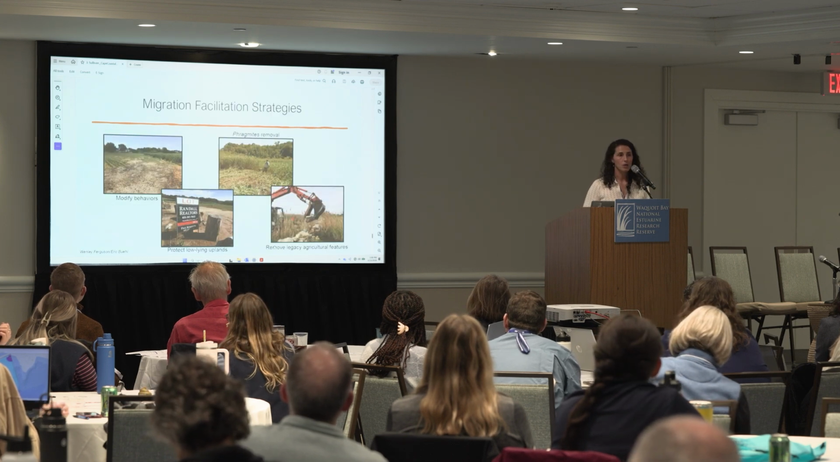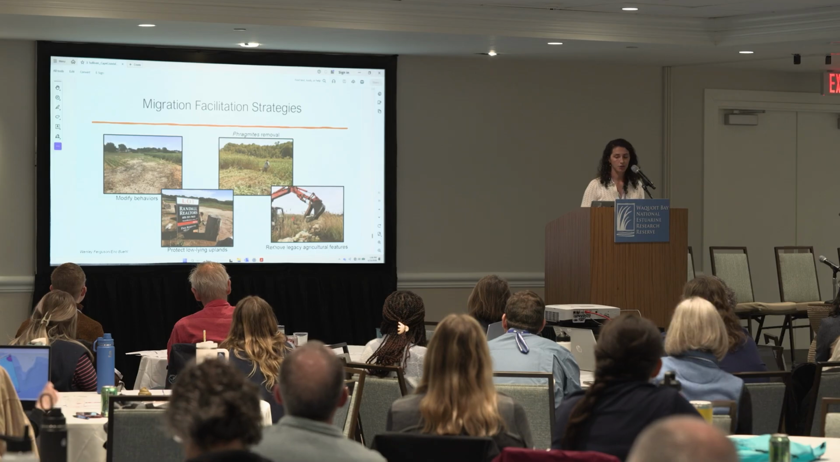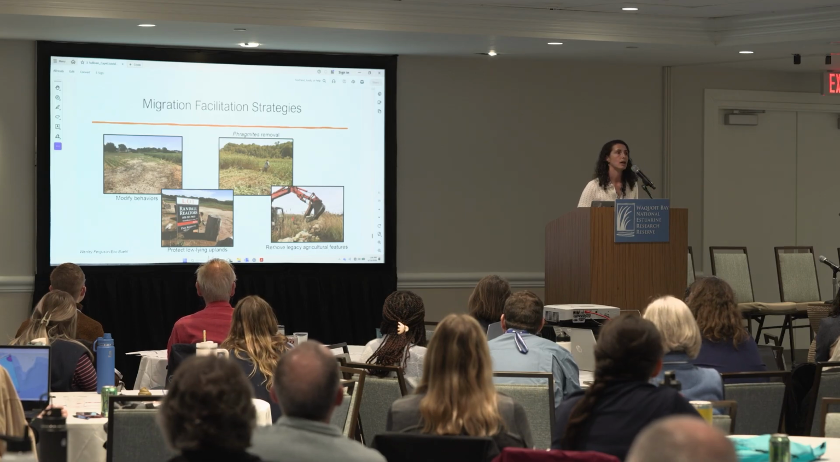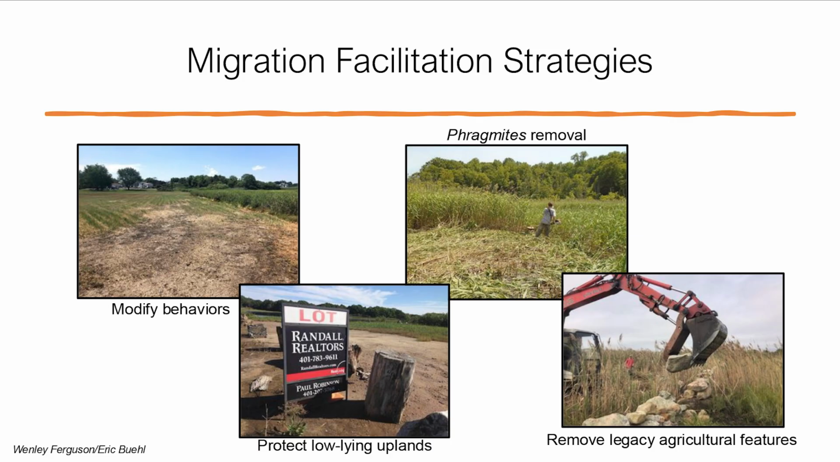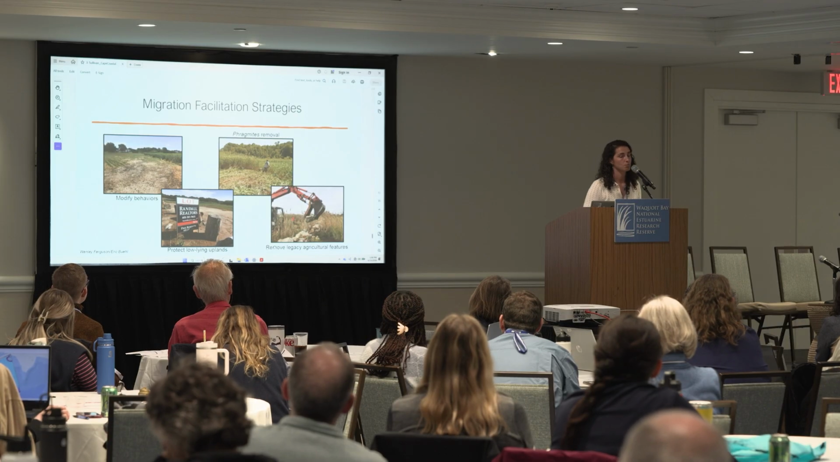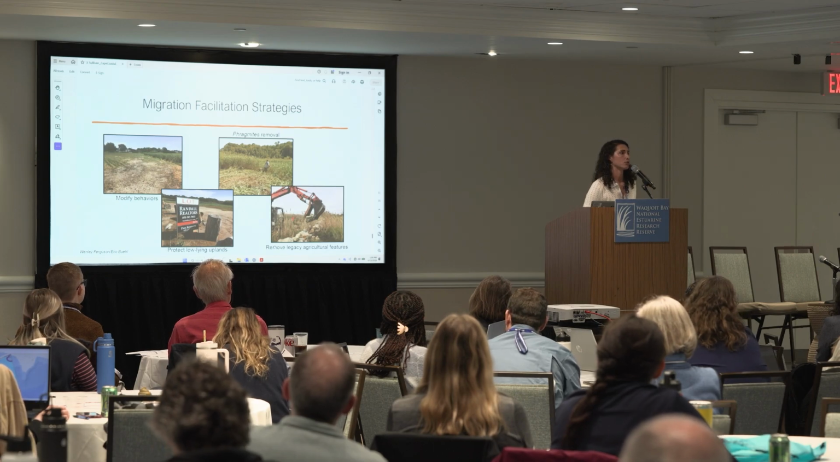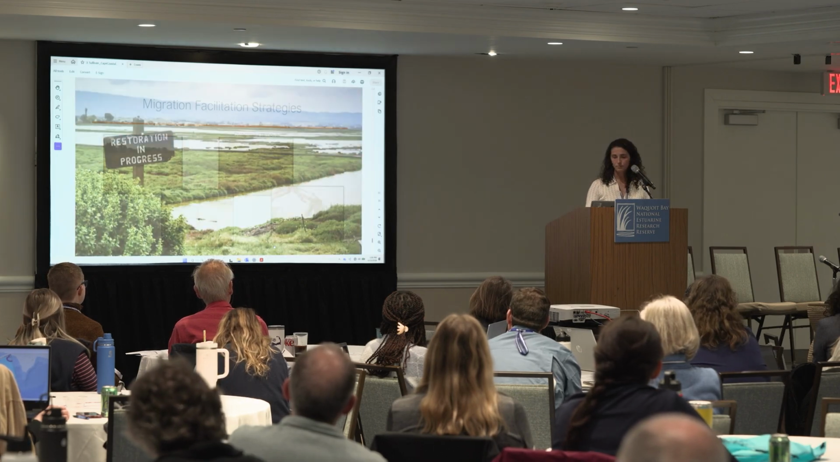And then how we can facilitate marsh migration is by modifying behaviors such as stopping mowing to allow the grasses to recolonize and grow wildly on their own. We can protect low-lying roads, limiting development close to marsh in low-lying areas. Removing Phragmites, so you're eliminating that competition with the marsh grasses, and then also removing legacy agricultural features.